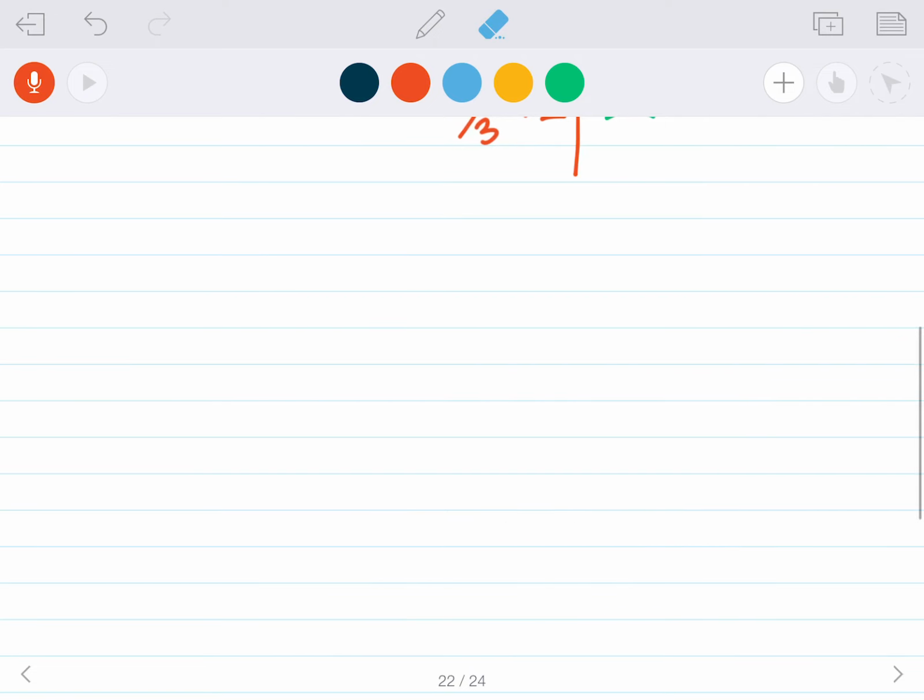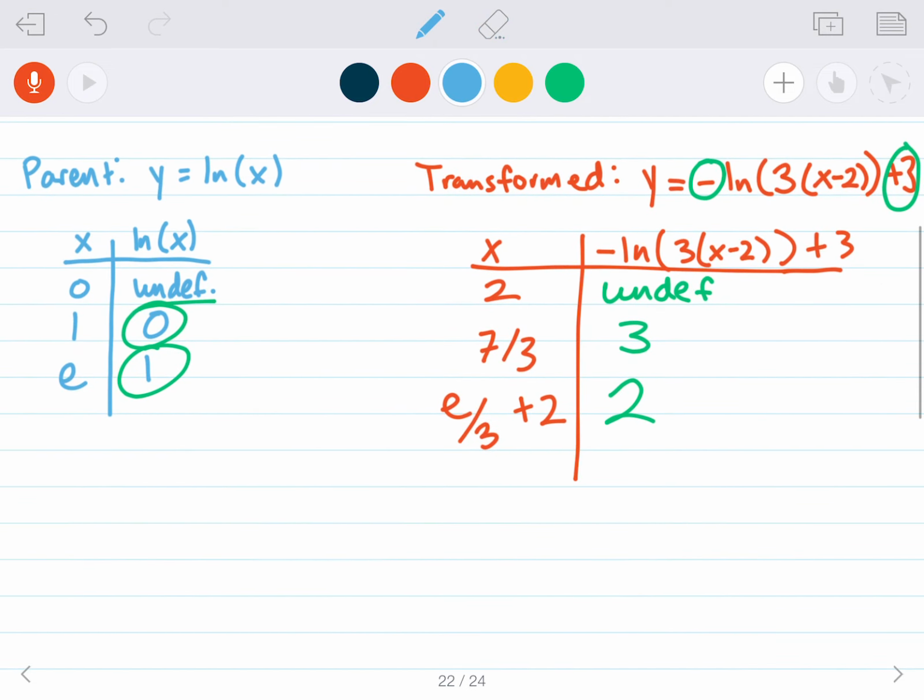Let's do a quick sketch here. For my parent function, I have the asymptote at x equals 0, indicated by this dashed line, then 1 comma 0, and then e comma 1. So something like this. It's going to hug that asymptote, and it's going to look something like this. Now let's do the transform function.